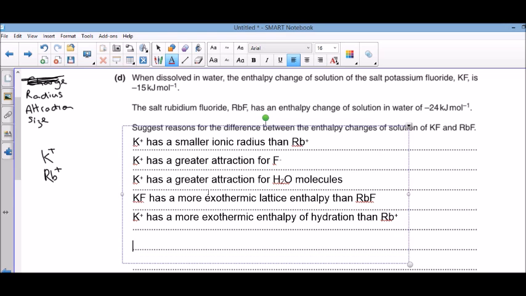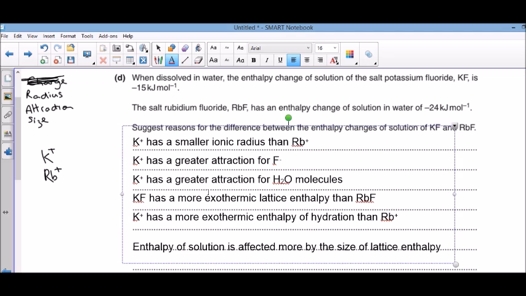And then the final one, which is the only bit that's a little bit difficult, but you've just got to learn it really, is that enthalpy of solution is affected more by the size of lattice enthalpy than enthalpy of hydration.